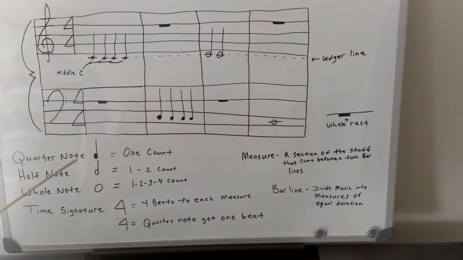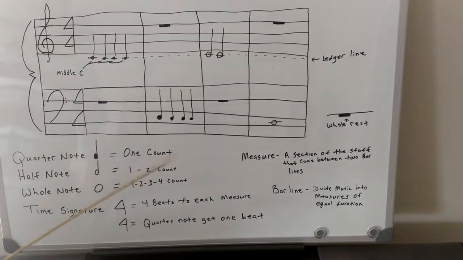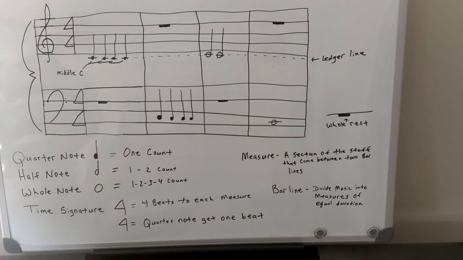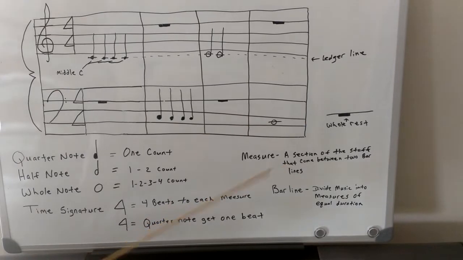So as we go over this, the quarter note equals 1 count. The half note equals 2 counts. The whole note equals 4 counts. The time signature equals 4 beats to each measure, that's the top 4, and the bottom 4 equals the quarter notes get 1 beat. Again, the measure is a section of the staff that comes between 2 bar lines, and a bar line divides music into measures of equal duration.